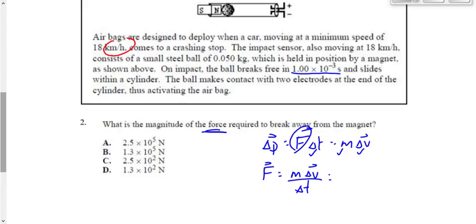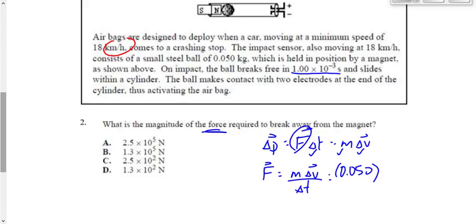Now, some of you may have found delta P using M times delta V and then set that equal to F times T. That would be fine as well. All I'm doing is setting them equal to each other right now with the equations. What's M? 0.050 kilograms.